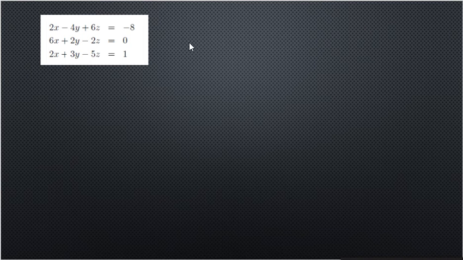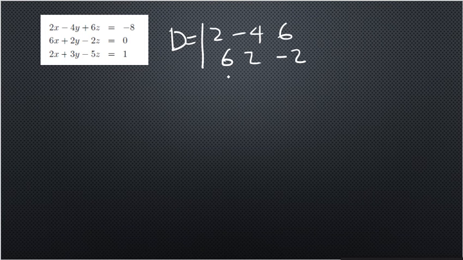Okay, for this matrix, to solve by Cramer's rule, first of all, let us find the coefficient matrix, D. So the D will be here. It's going to be 2, -4, 6. And the second row will be 6, 2, -2. And the third row will be 2, 3, -5. This is the coefficient matrix. I took all the coefficients here.